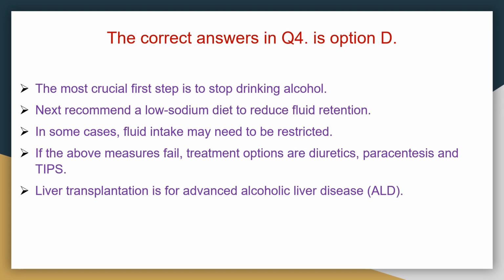If the above measures fail, the patient continues taking alcohol and the disease progresses. Treatment options include diuretics, paracentesis, and transjugular intrahepatic portosystemic shunt. Liver transplantation plays a crucial role in the treatment of advanced alcoholic liver disease. For patients with end-stage liver disease due to alcoholic liver disease, liver transplantation can be a life-saving procedure.